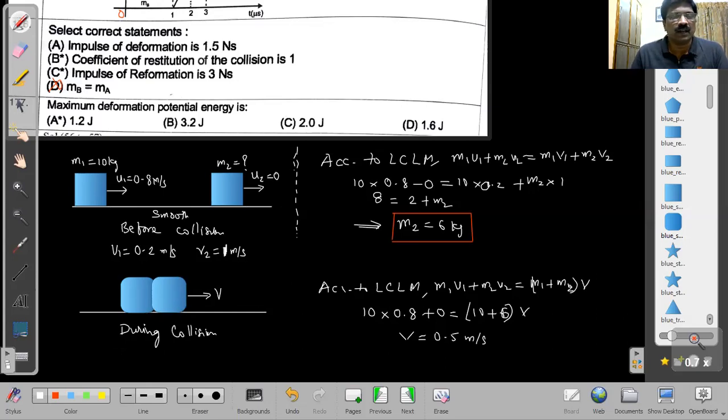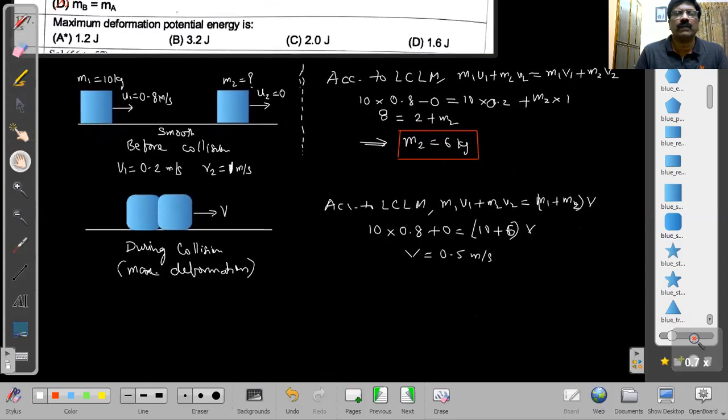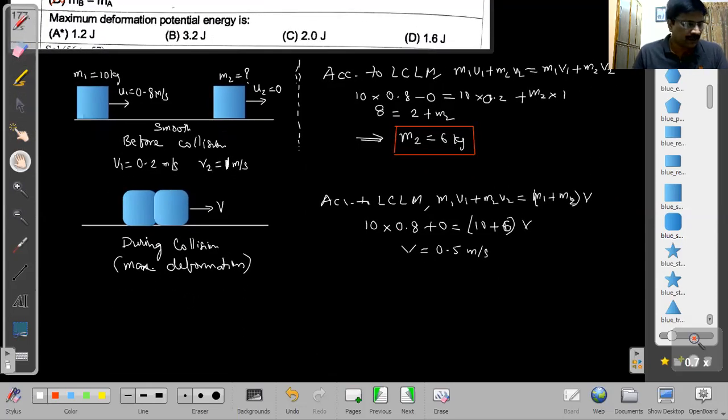So whenever maximum deformation occurs, then here in the problem they asked for the impulse of deformation. First one, you see here in the first one, impulse of deformation they asked. Impulse of deformation means JD, that is equal to question mark.